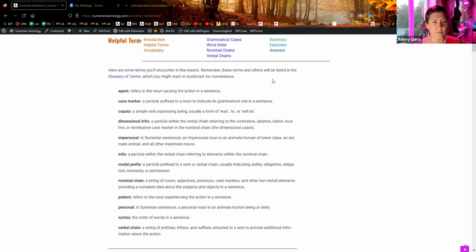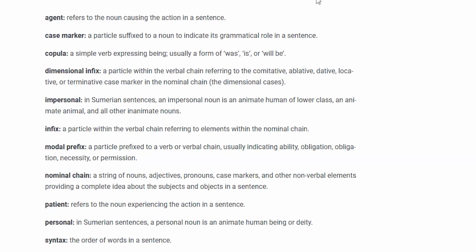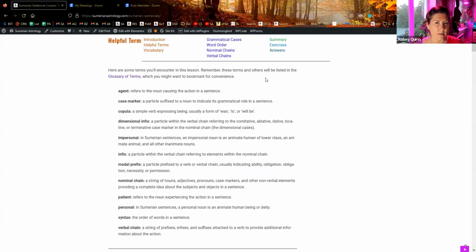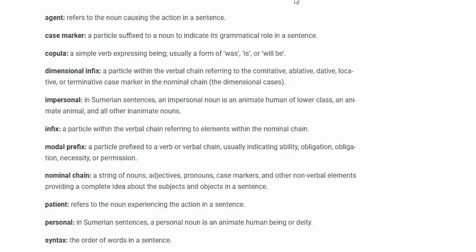Some of the helpful terms that will make this lesson a little bit easier. Agent, which is usually the subject of the sentence. It refers to the noun causing the action in a sentence. Case marker, which is a particle suffixed to a noun to indicate its grammatical role in a sentence. In other words, a postposition as opposed to a preposition. And for the most part, they communicate the same ideas. Copula, a simple verb expressing being, usually a form of was, is, or will be.